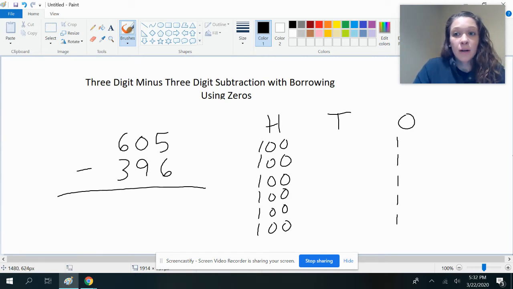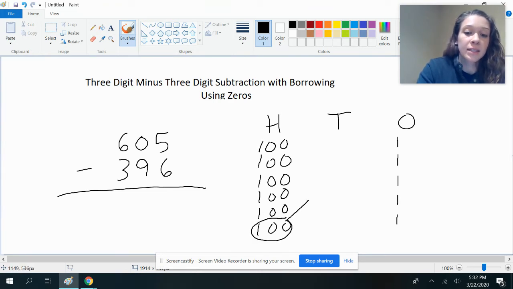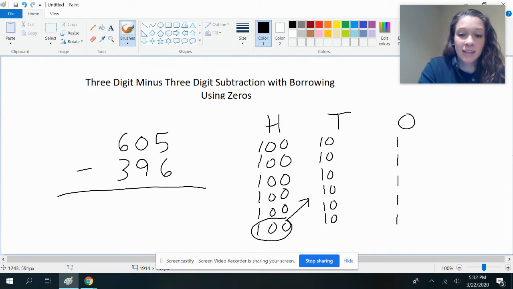Okay, and now remember, I need to get some more ones so that I can subtract, but I can't just take from the hundreds. So the first thing I'll need to do is borrow 100, bring it to the tens so that there are tens there for me to borrow. So I'll circle 100, bring it to the tens. Remember that 10 tens is 100, so 1, 2, 3, 4, 5, 6, 7, 8, 9, 10, and I will cross that out so I know it's not there anymore.